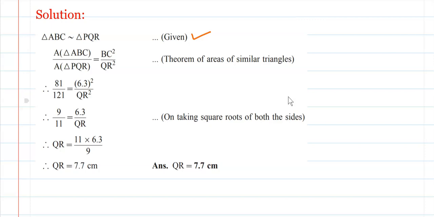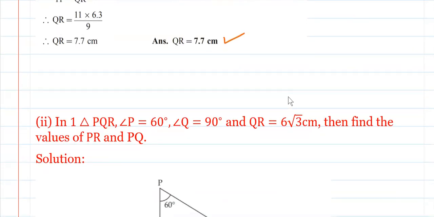7.7 centimeter. While doing the division, QR is equal to 11 into 6.3 upon 9. Dividing, 9 ones, and the multiplication 11 into 0.7 is nothing but 7.7 centimeter. Therefore, QR is equal to 7.7 centimeter. Now the next question.